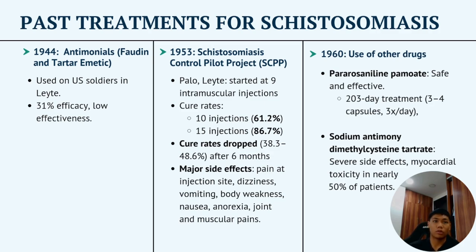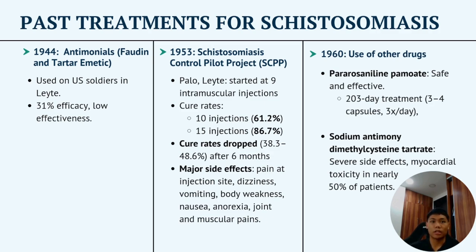In 1944, we saw the introduction of antimonials, Fouadin and tartar emetic, which were used for treatment of schistosomiasis among US soldiers in Leyte. The drug efficacy here was 31%, which indicates low effectiveness when tested in hospitals in the United States. In 1953, the Schistosomiasis Control Pilot Project was implemented in Palo, Leyte with the WHO and used 9 intramuscular injections, which were later increased to 10 and 15.